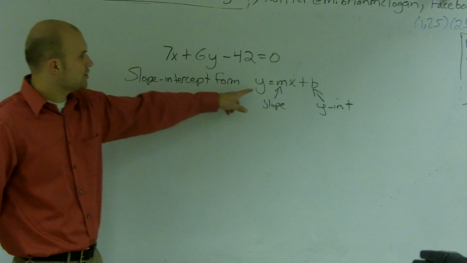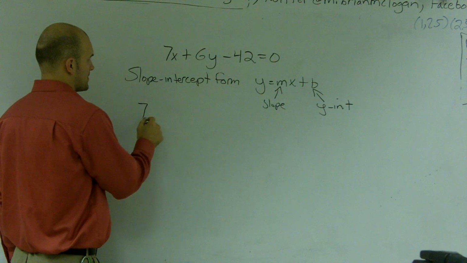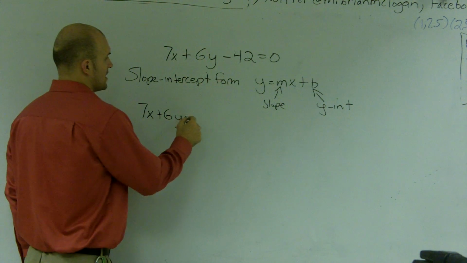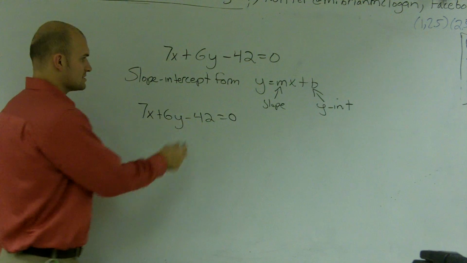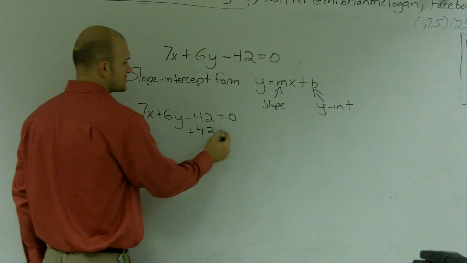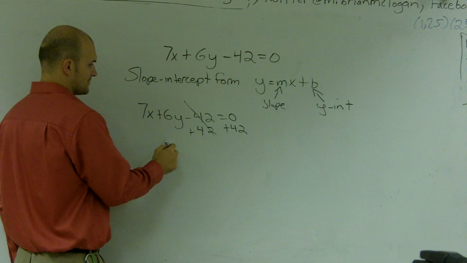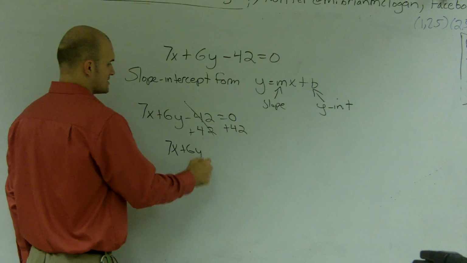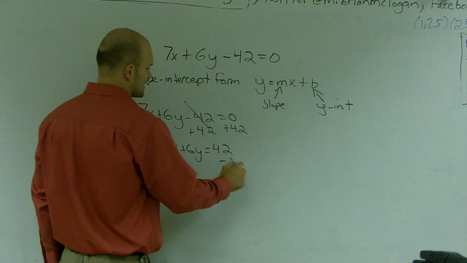So what I'm going to do is, you notice this is solve for y. So that's what I need to do. So I have 7x plus 6y minus 42 equals 0. I need to get everything away except for the y. So I'm going to add the 42 first to both sides. That cancels out, so I'm left with 7x plus 6y equals 42. Now I subtract the 7x on both sides.